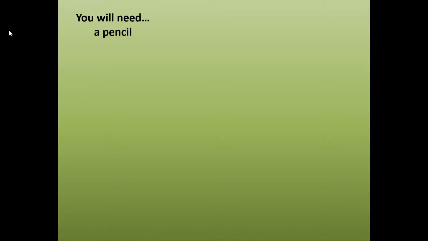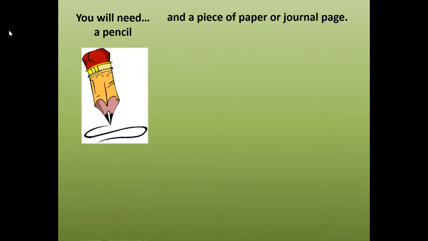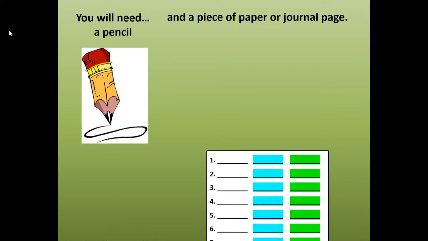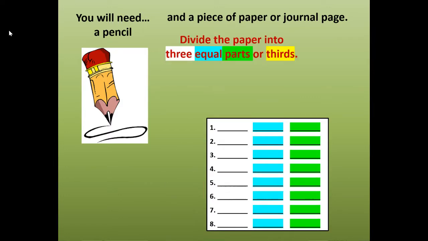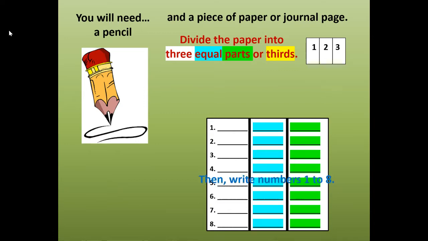So for this lesson, you will need a pencil and a piece of paper or journal page. And you're going to divide the paper into three equal parts or thirds, 1, 2, 3. And then you're going to write your numbers 1 to 8. So if you don't already have your paper and pencil, push pause, get your paper, and write your numbers 1 to 8. And when you're ready to join me, push play.